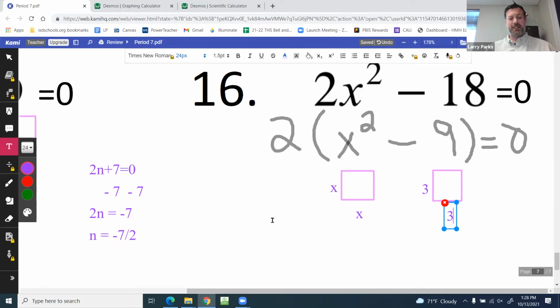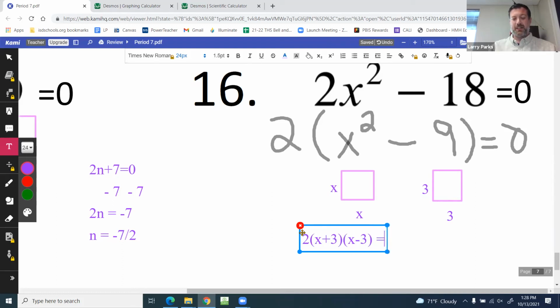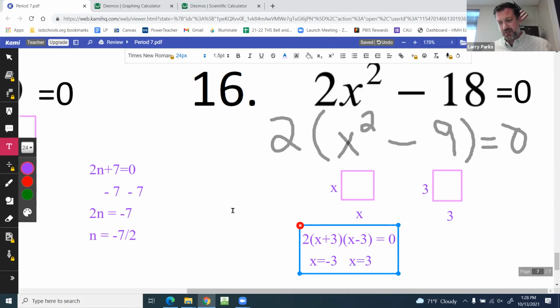So putting all that together, I'd get the 2 on the outside, x plus 3, x minus 3 equals 0. 2 doesn't change the solution, it just makes it skinnier. For x plus 3, it'd be x equals -3. For x minus 3, it'd be x equals 3. Those are my 2 solutions.